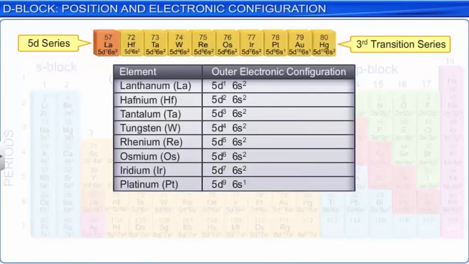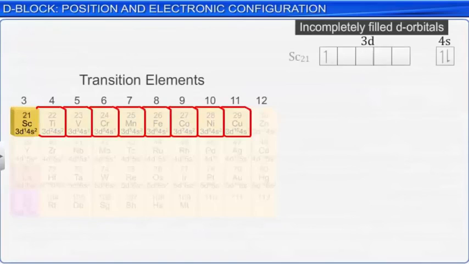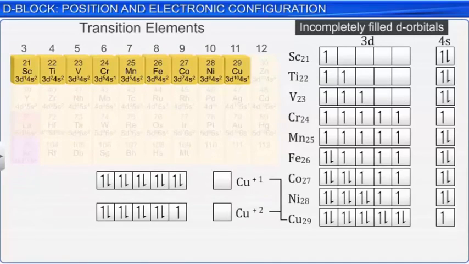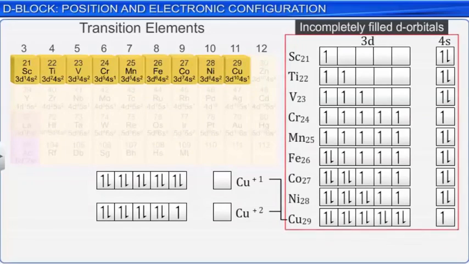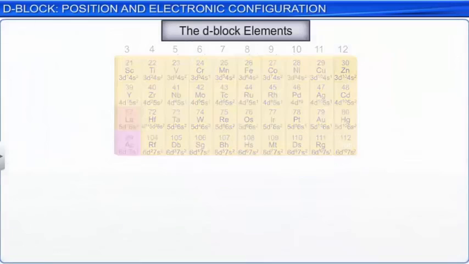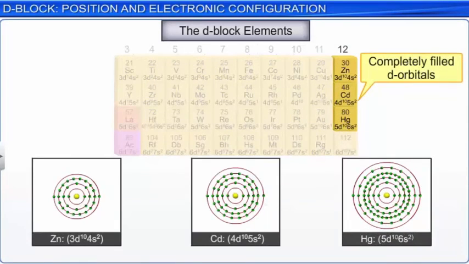By definition, transition elements are those that have incompletely filled d orbitals either in their elemental state or in any one of their chemically significant oxidation states. Thus, the elements zinc, cadmium, and mercury, which have d10 configuration, both in their elemental and in their stable oxidation states, are not considered transition elements.